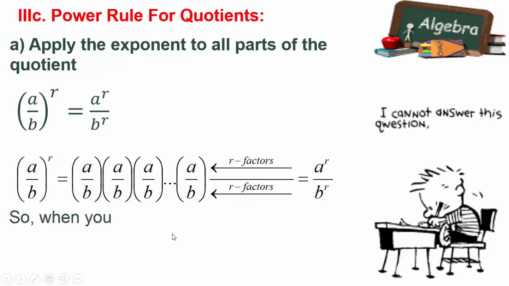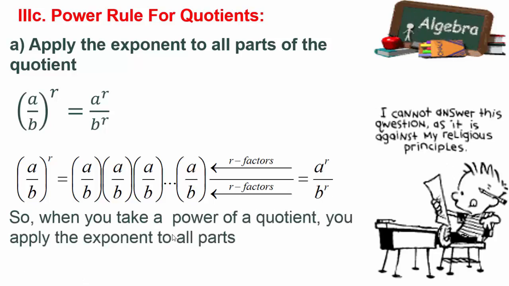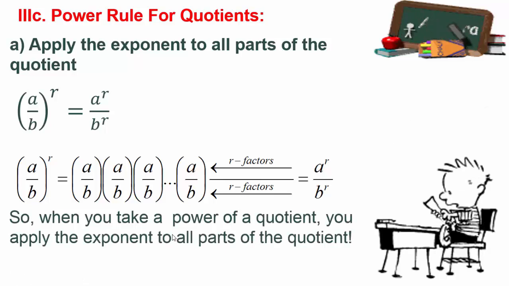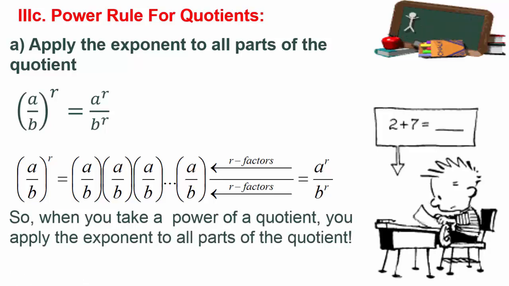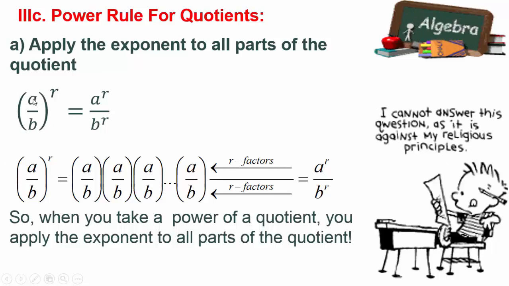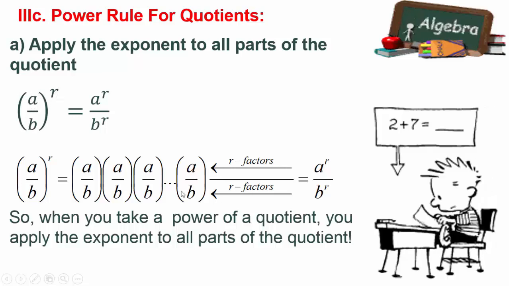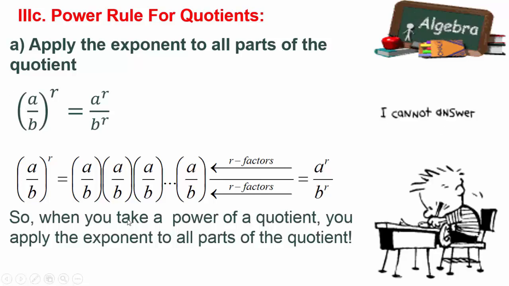So when you take a power of a quotient, you apply the exponents to all the parts of the quotient, not just one, not just the top, not just the bottom, but all the parts. And you want to make sure that the bracket is covering the whole thing. So whatever is inside the bracket is what that exponent, or that power, is affecting.